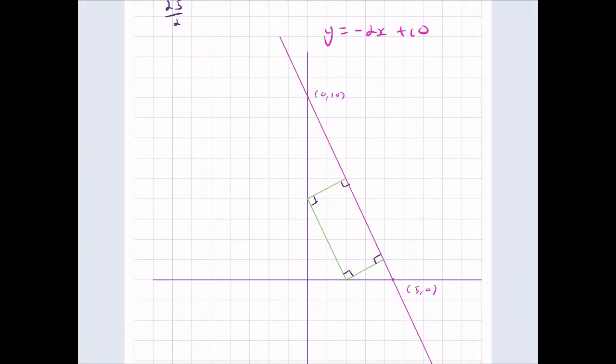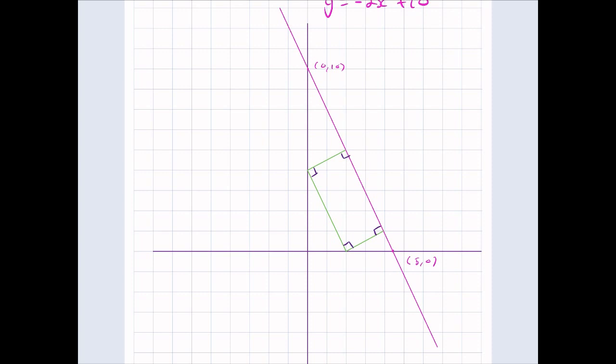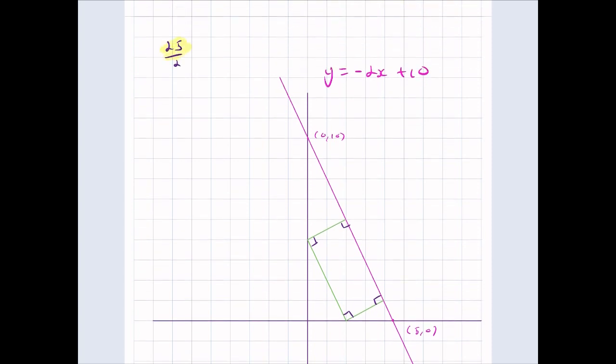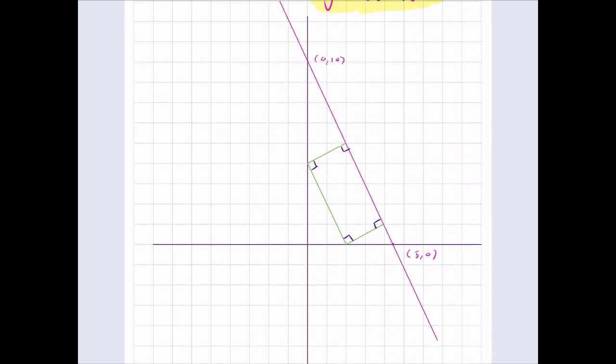So the question is, if we set the rectangle up like this instead, can we beat 25 over 2? Basically, find the maximum and see if it's bigger than this. This is rather more complicated, which just makes it more interesting, of course, as is always the case in math. We have this line y is equal to negative 2x plus 10, and we have this rectangle set up, and we're going to see if we can figure out what the maximum area is.